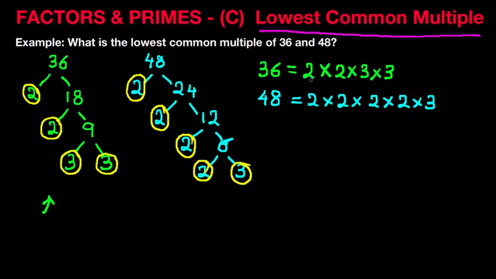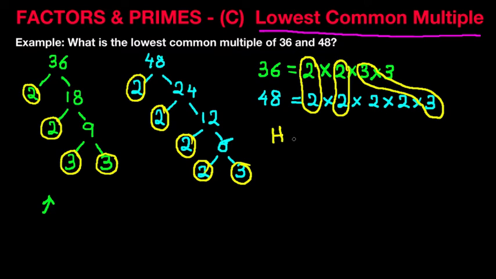Now the next step is we're going to work out the highest common factor. So let's circle all the common numbers. We have 2 at the top, 2 at the bottom. We also have another 2 here and 2 here. And lastly, we've got a 3 here and a 3 here.